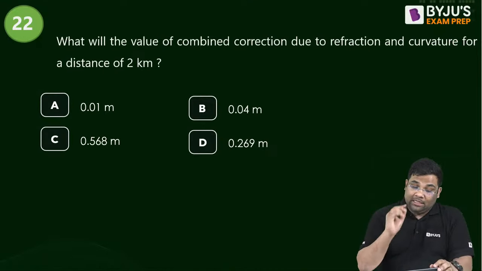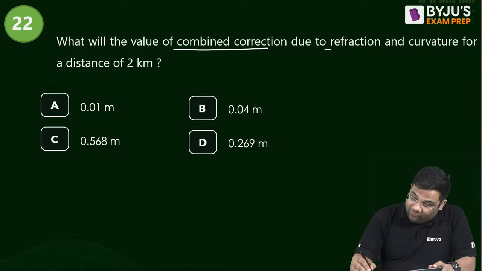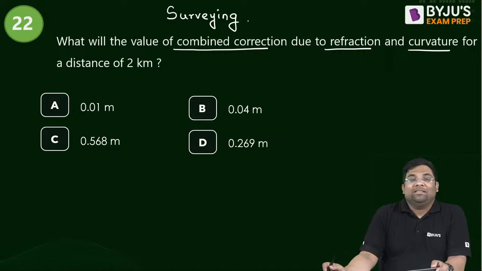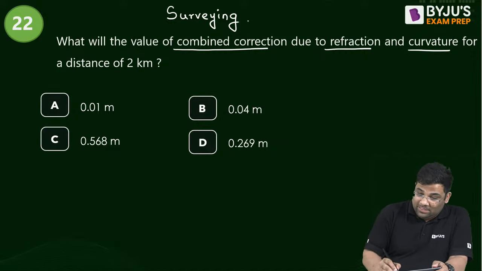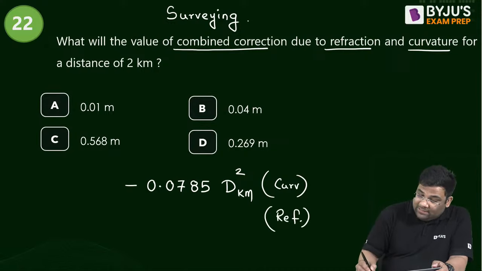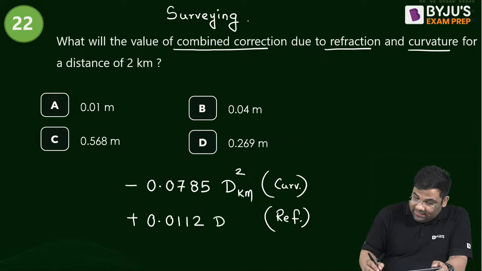Next question is, the combined correction value due to refraction and curvature. This is from surveying again. So combined correction. What is the curvature correction? It is minus 0.0785 d in kilometer square. This is due to curvature, right? And refraction is just 1/7 of that, and it is positive. So it comes 0.0112 d kilometer square.